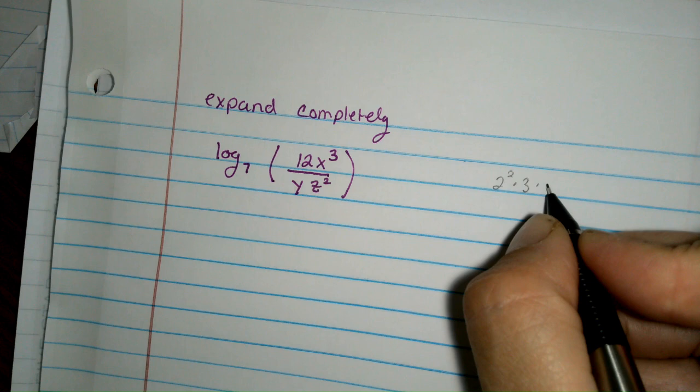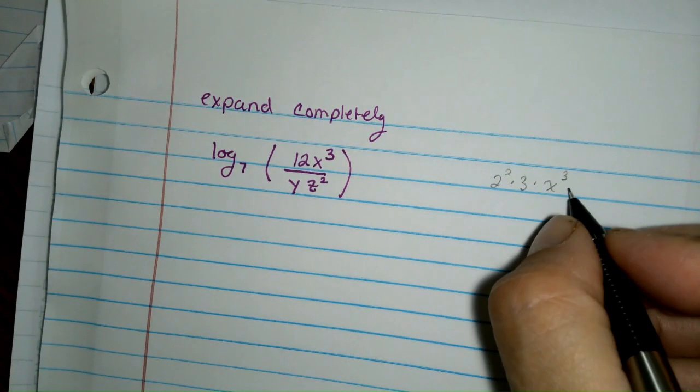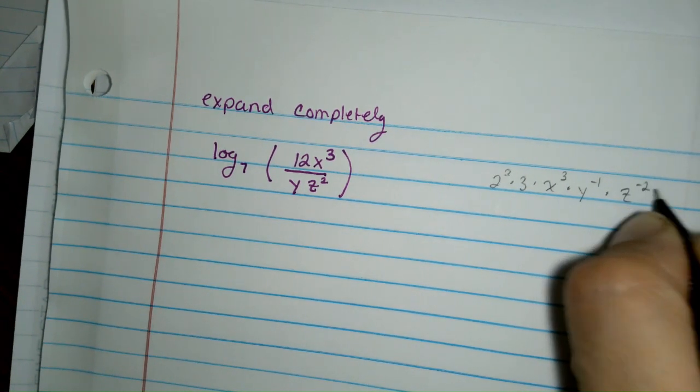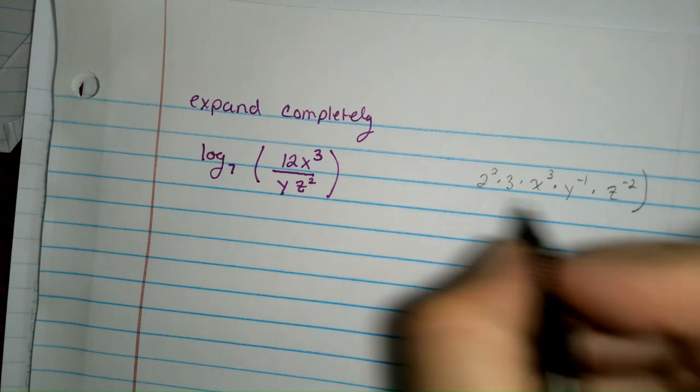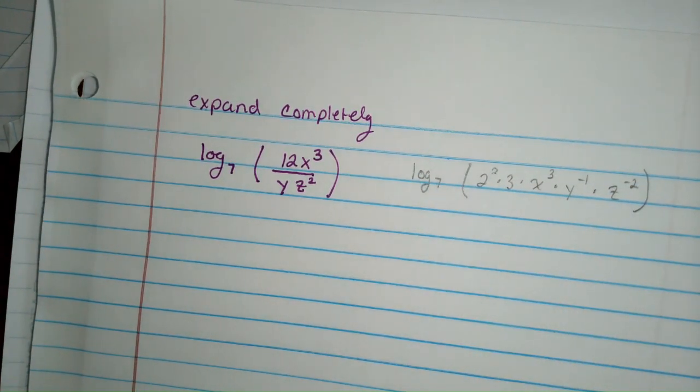We have multiplying by x cubed. And we could rewrite this to where it's times y to the negative 1 times z to the negative second. And I'm actually going to do it this way for this problem. So I've written it as a prime factorization with only a numerator. Okay? So when I'm expanding, I'm trying to rewrite it to where only one thing is inside the parenthesis.